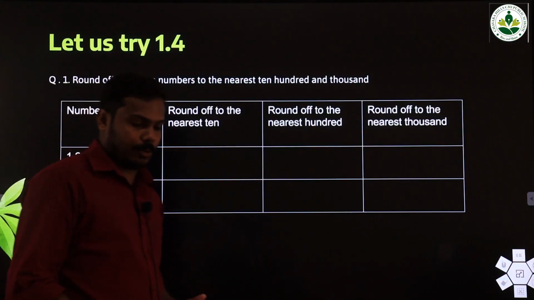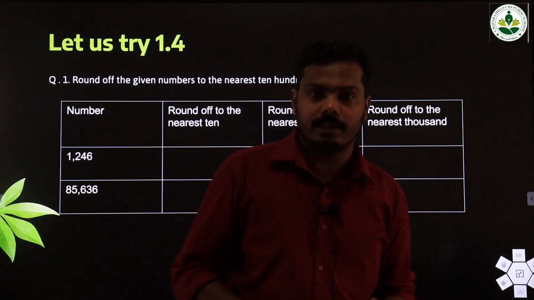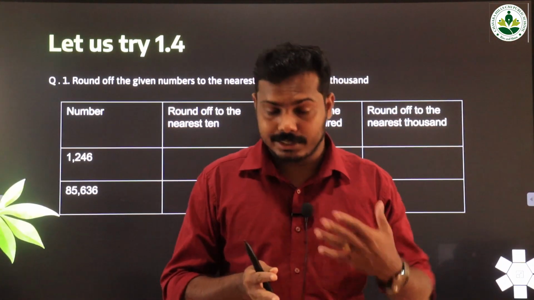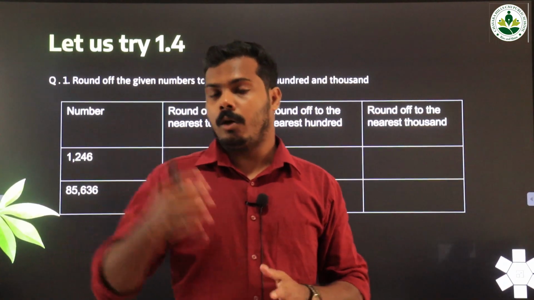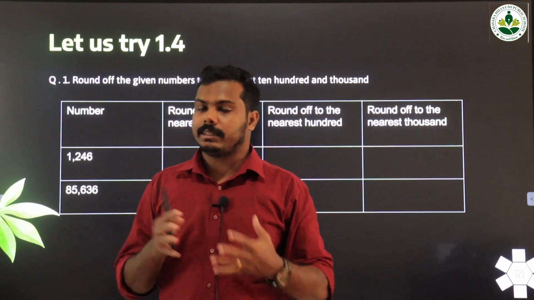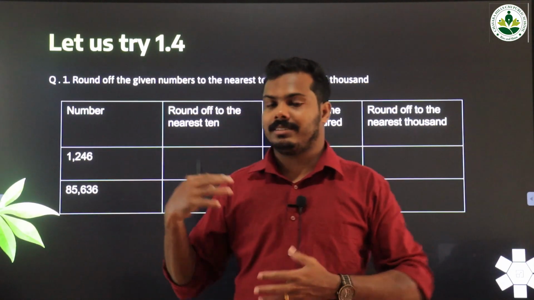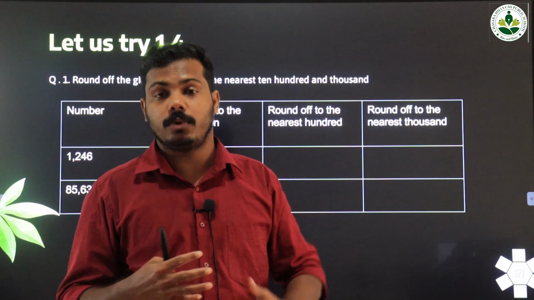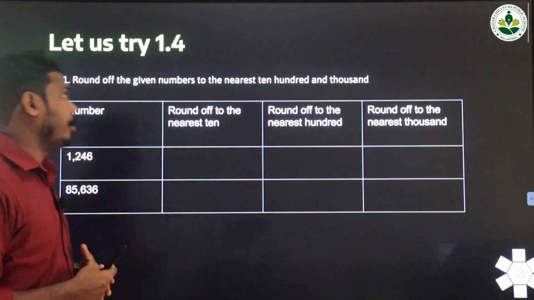Now we can do exercises. First thing, that is rounding of numbers. Today we are going to discuss rounding of numbers and Roman numerals. First one is rounding of numbers. Here are some examples. Here are some homeworks. Here is some exercise for rounding of numbers.